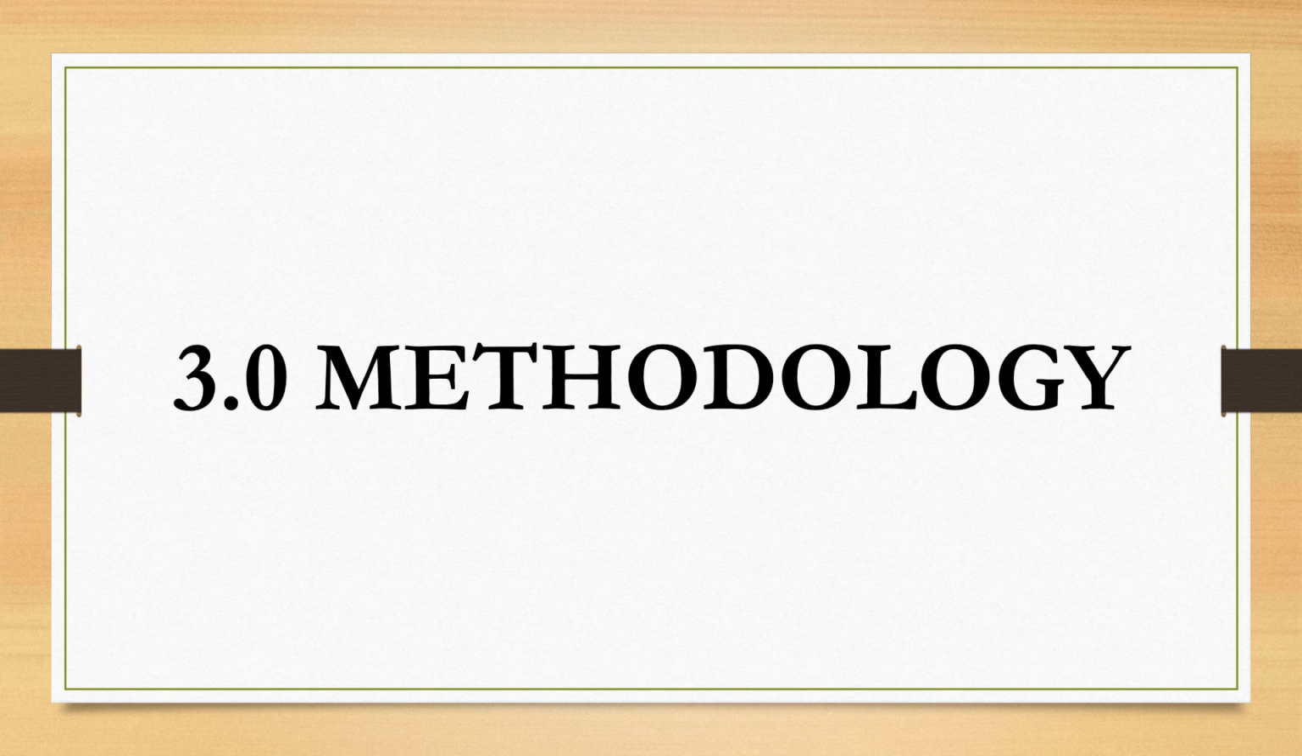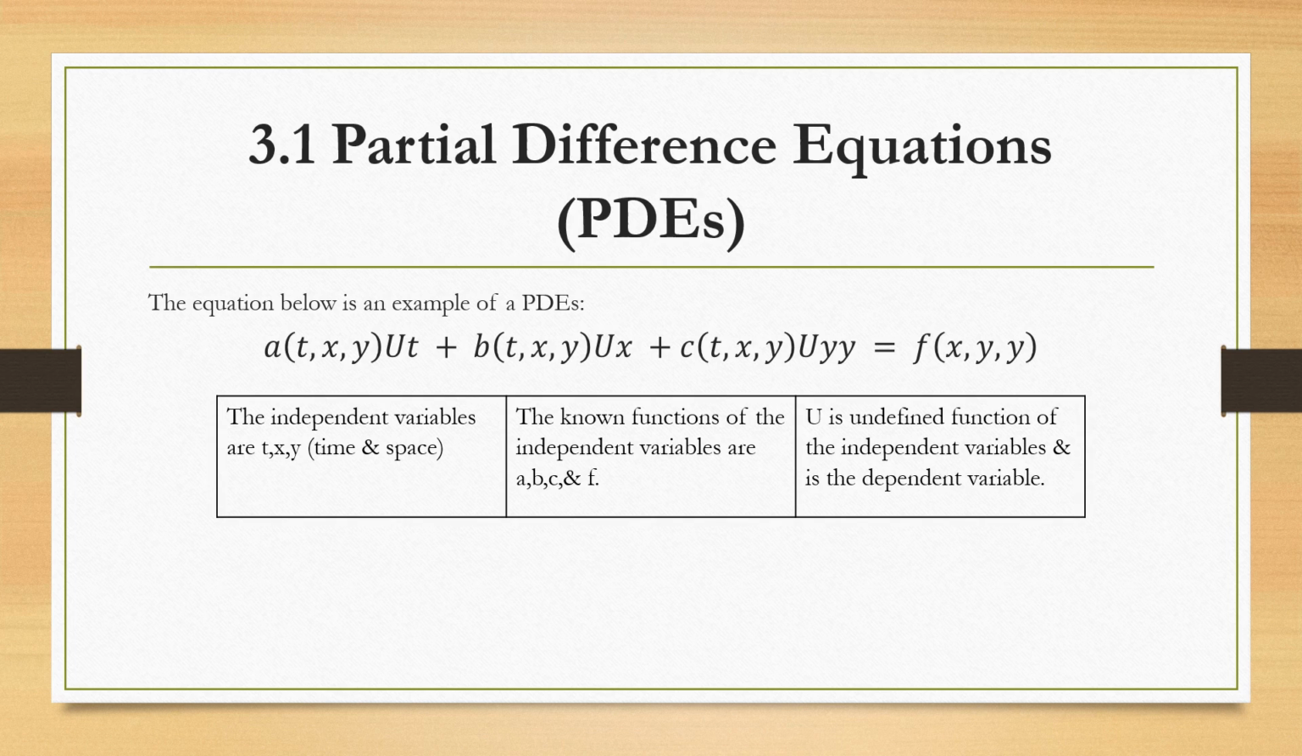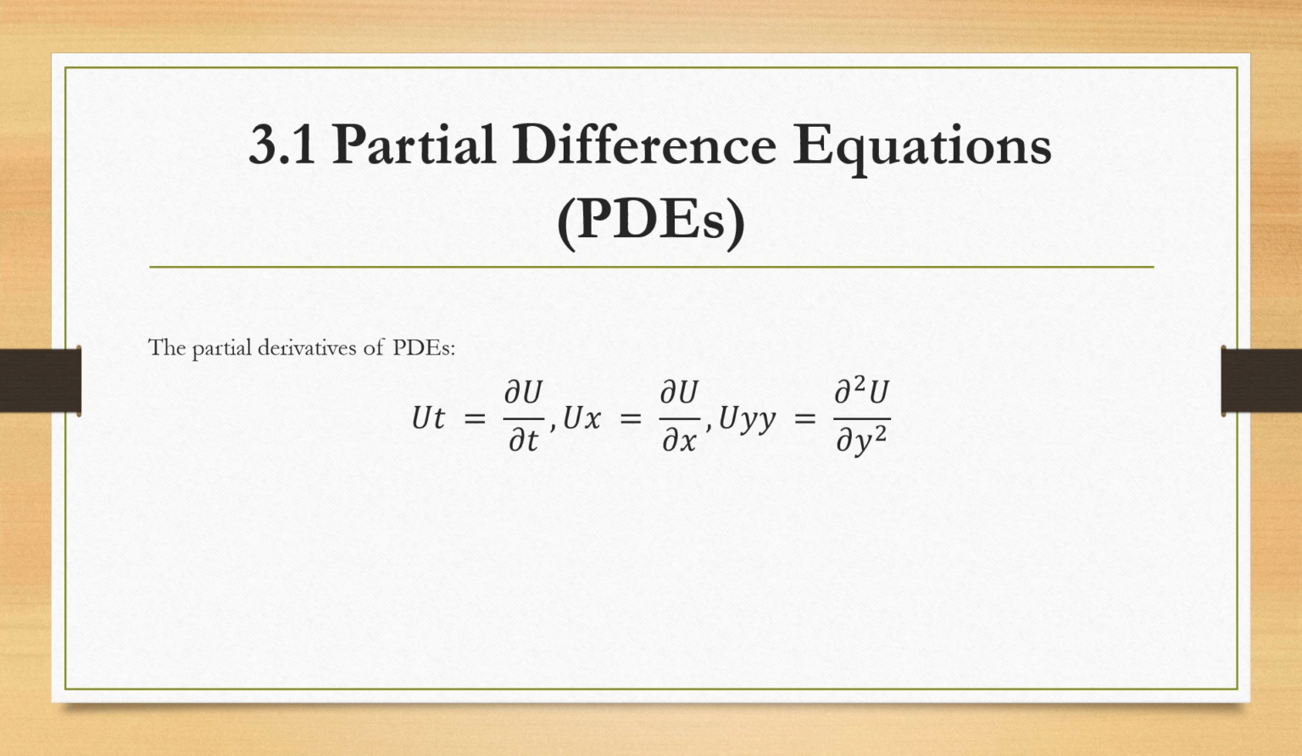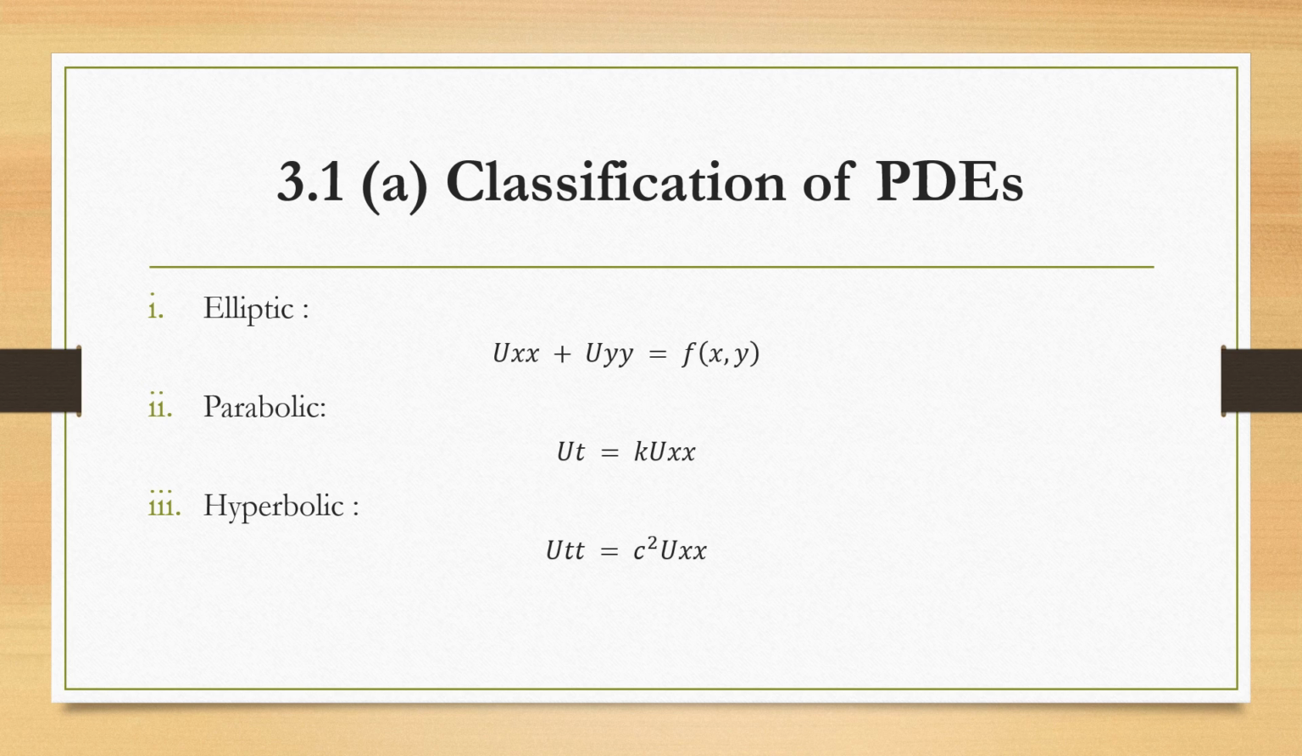Okay, then we go to the methodology. As we can see, the equation that has been shown is an example of PDEs. So this is the partial derivative of PDEs: the UT, UX, UT, UX, and UYY. This is about the second derivative. Generally, the classification of PDEs has been given as three: elliptic, parabolic, and hyperbolic. So we use the hyperbolic to achieve the wave equations.